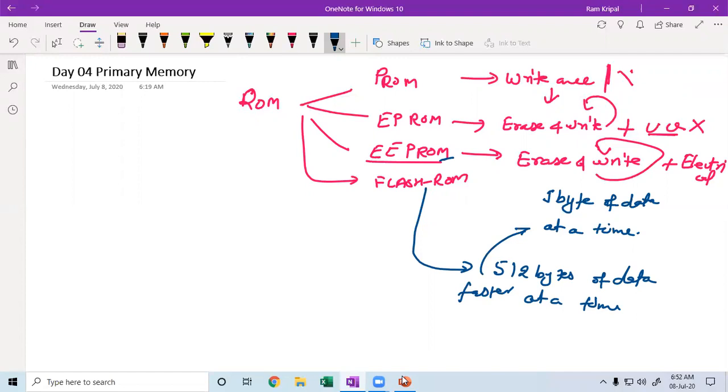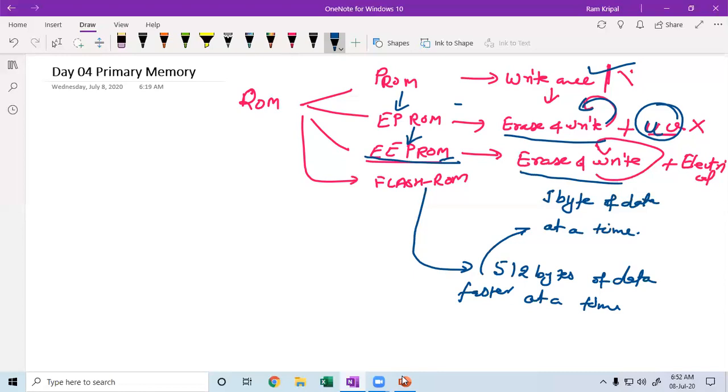So in the PROM, you just write once. You can't repeat this process again. Once you write, it's just done. Then comes EPROM. In the EPROM, you can erase and write and repeat this process again and again. But to erase anything from the EPROM, you need UV light. Getting the UV light is a difficult thing. The solution comes in the form of EEPROM.